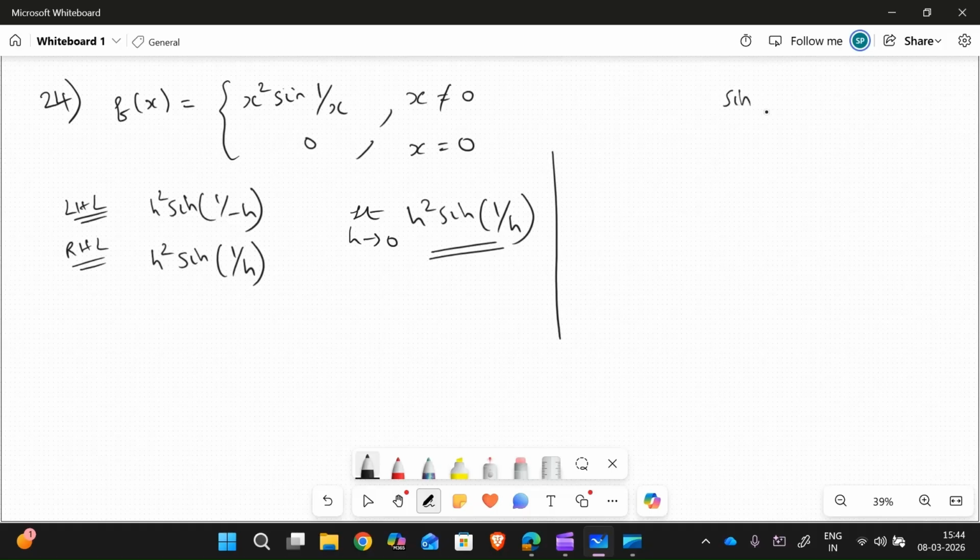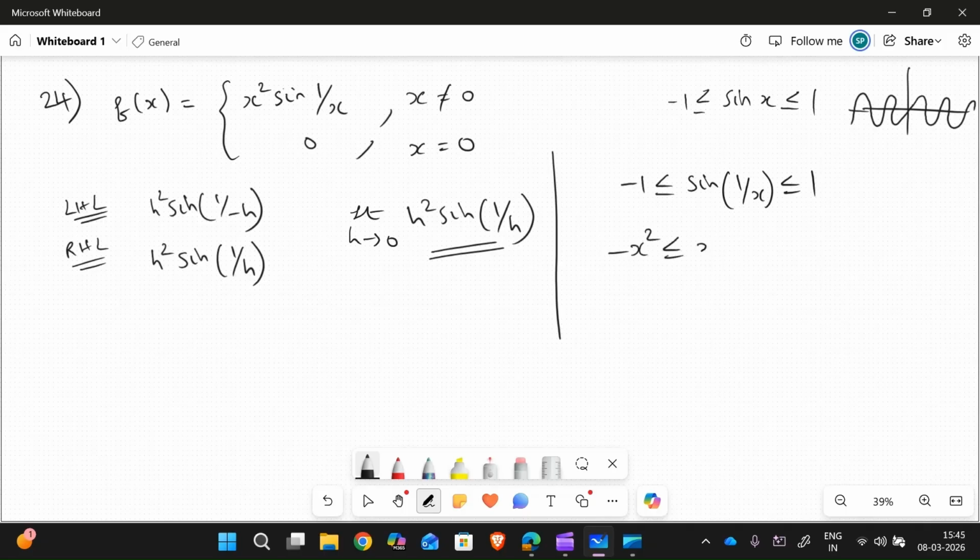Sine, what is the range of the sine function? It will always be from minus 1 to 1. You remember the sine function graph? It will be something like this, right? Like this. It will always range from minus 1 to 1, right? So sine of 1 by x, sine of anything, okay? So sine of 1 by x will also range from minus 1 to 1. Now multiply x square throughout.